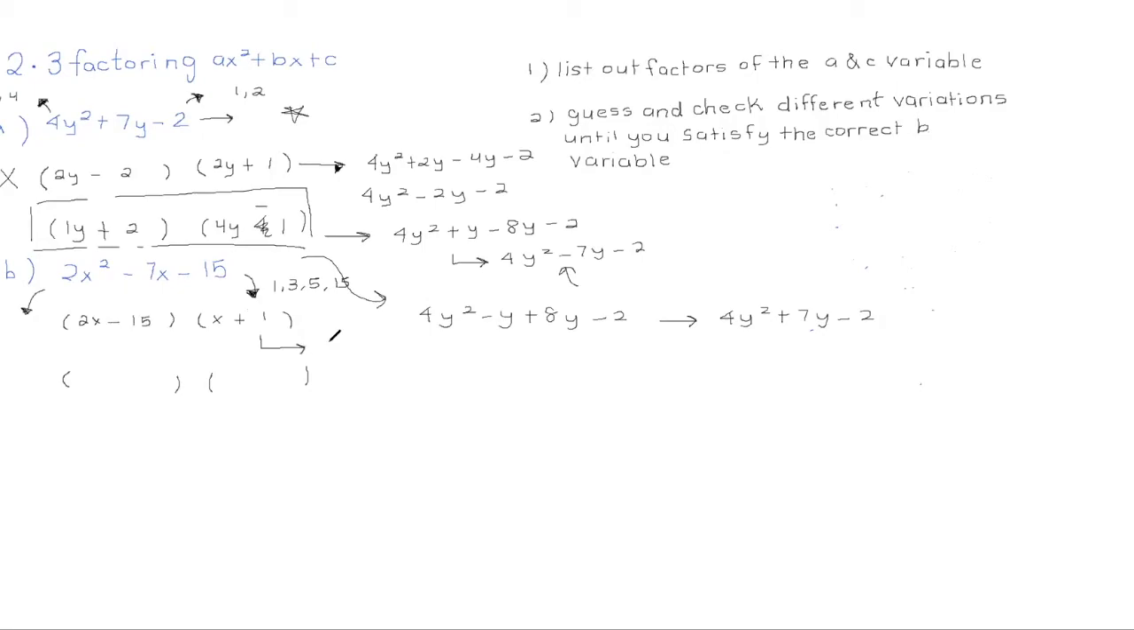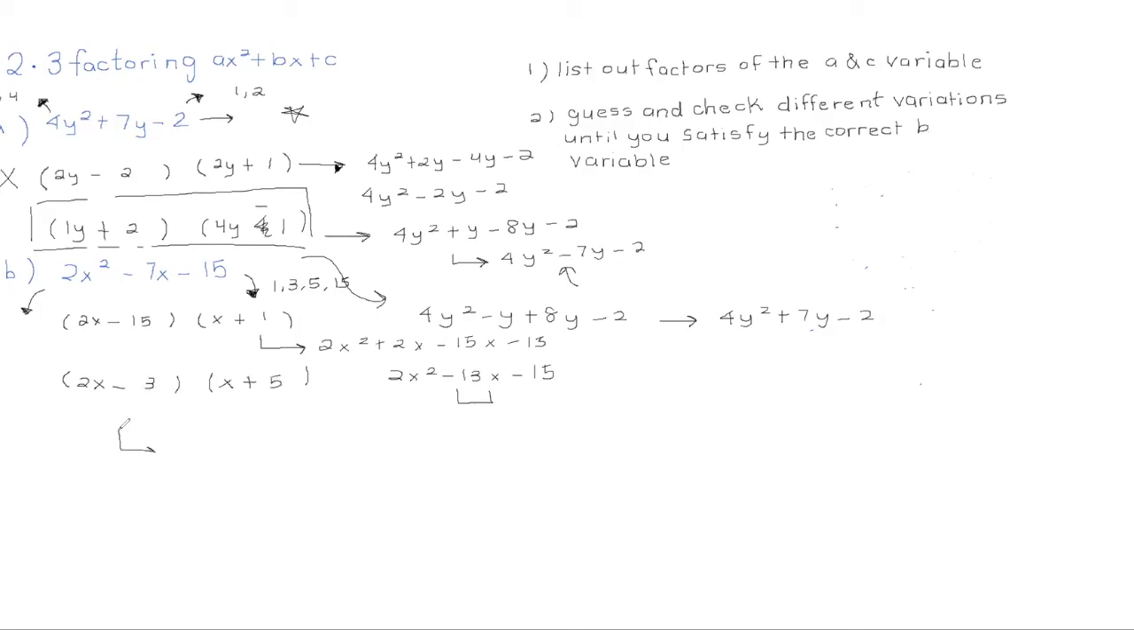If we were to simplify this, we would receive 2x squared plus 2x minus 15x minus 15. And if we condense that, we would get 2x squared minus 13x minus 15. As you can see, though all the signs are correct, the b value is incorrect, which means that the c factors that we used were incorrect. So now we must guess and check again. So using the same 2x and x, as 1 and 2 are the only factors for 2, we can try 3 and 5 as the other variation.